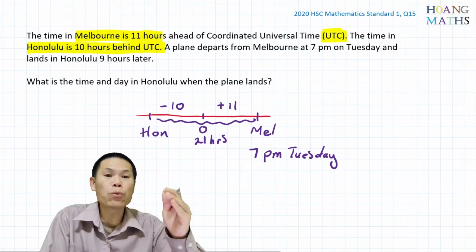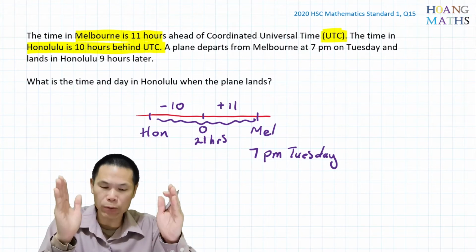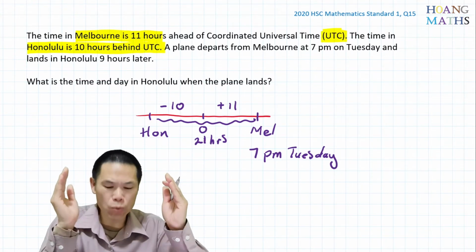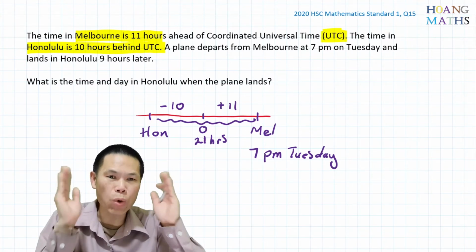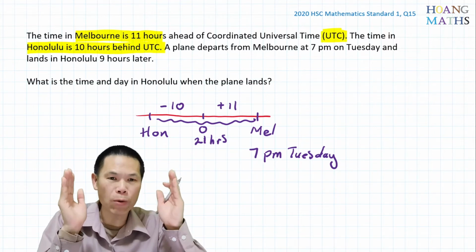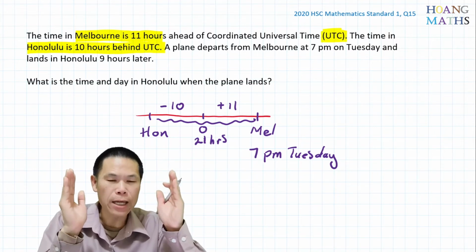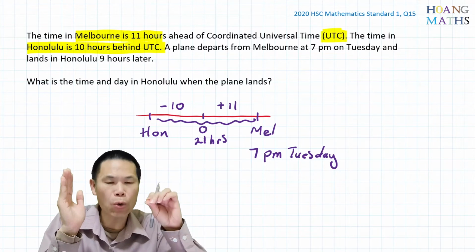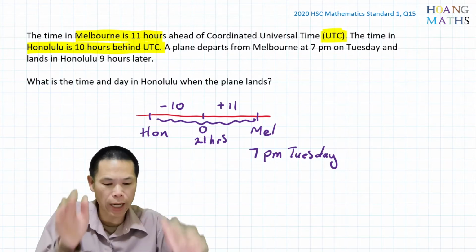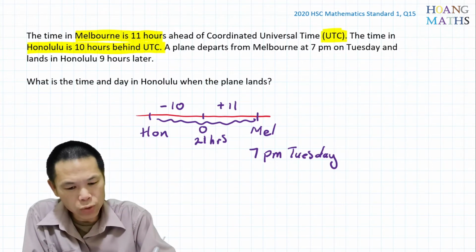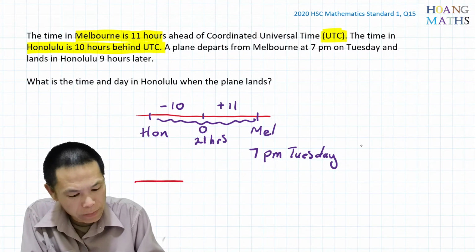So this means that we need to go back 21 hours. Remember, when we're working with time, we can do it in 12-hour blocks or 24-hour blocks. It's easier, okay? And then we go backward or forward, depending on the nature of the question. In this case, let me draw the different timeline first.